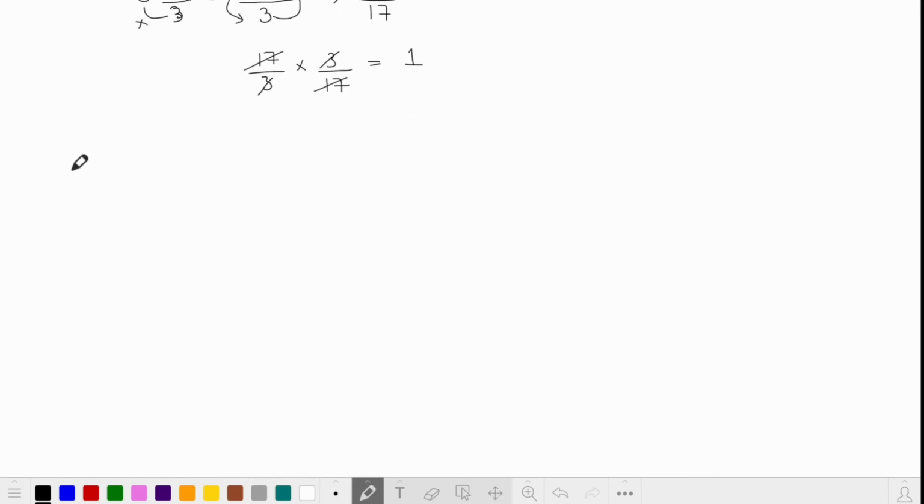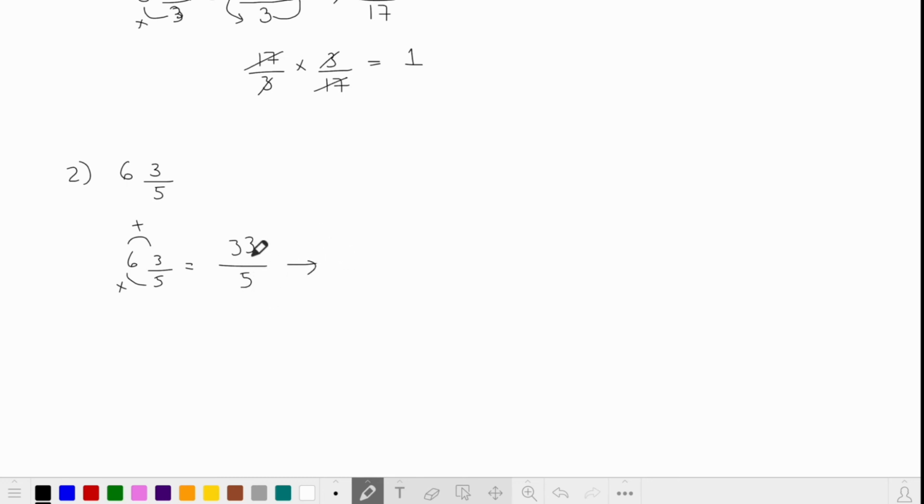So the next example is 6 3/5. Here we also have a mixed number. So the process is we convert from a mixed number to an improper fraction and then find the reciprocal. So 6 3/5, we write 5 as the denominator because the denominator does not change, and then we multiply and then add. So 6 times 5 is 30, plus 3 gives us 33.